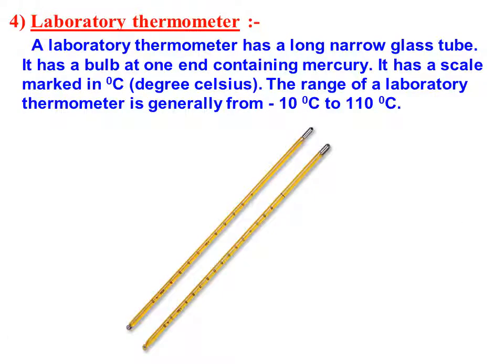Laboratory thermometer. It is a thermometer which has a long narrow glass tube. It has a bulb of mercury at one end. It has a scale marked from 0 degrees Celsius, and the range is minus 10 degrees Celsius to 110 degrees Celsius.